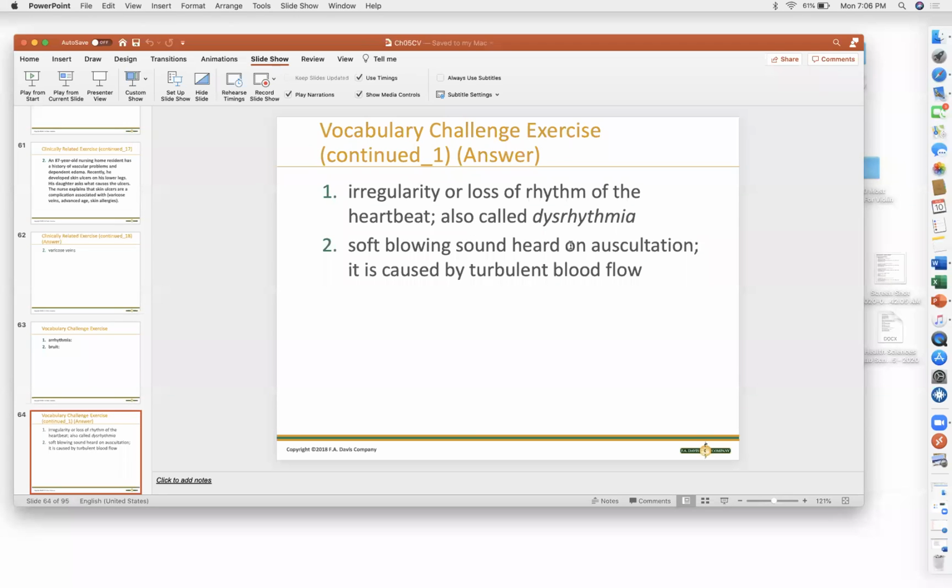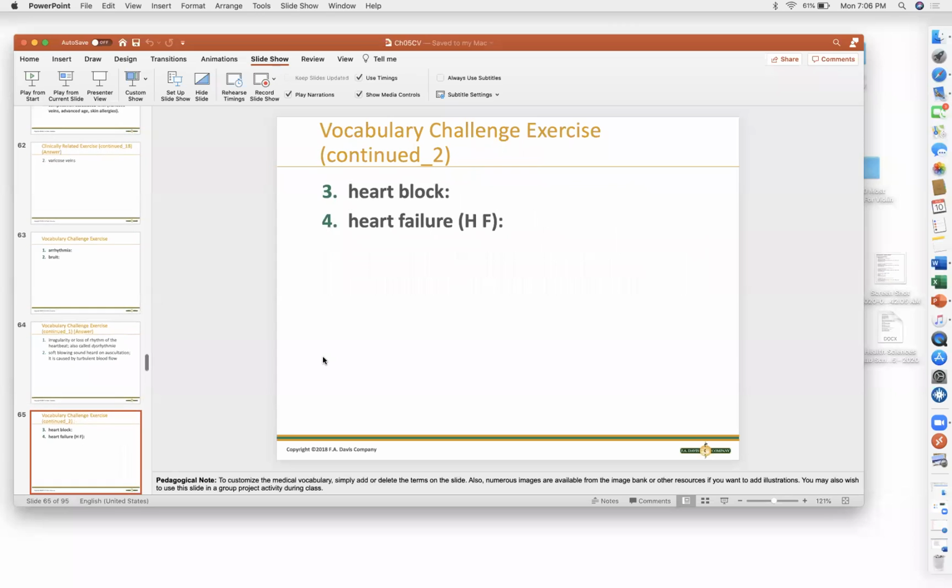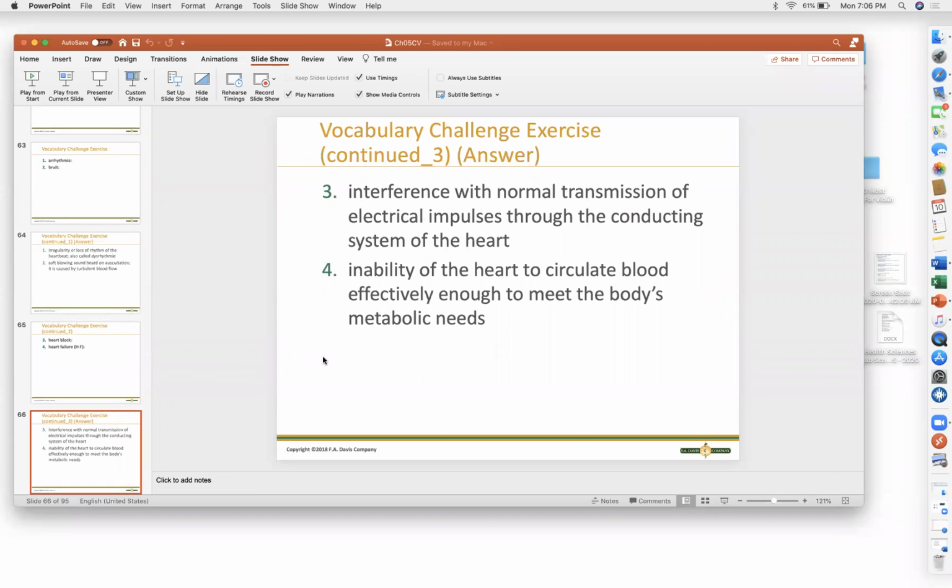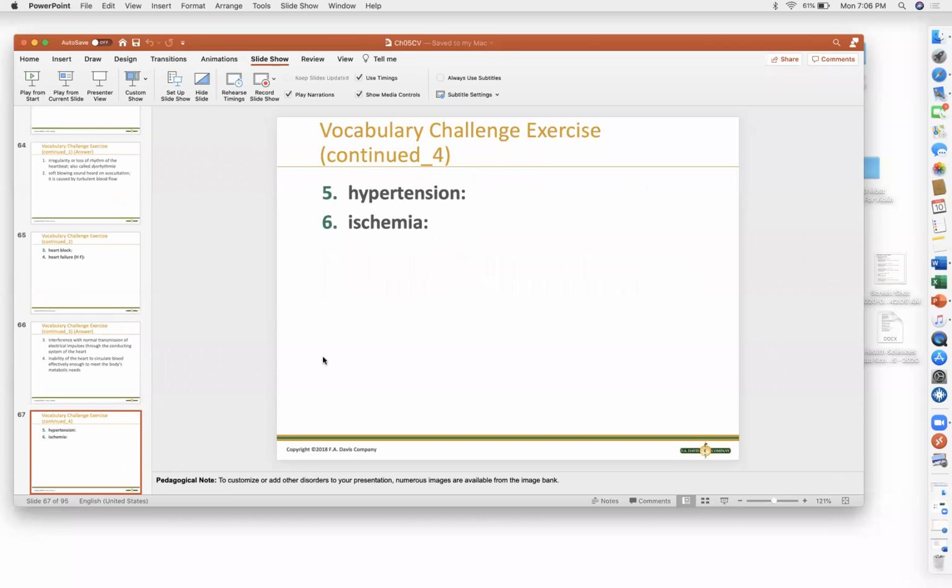Ooh, there's the word dysrhythmia. R-H-Y, yeah, I spelled it right. Heart block, heart failure, and of course that means heart failure is what we're really scared of. I'm not scared of the heart attack. I'm scared of the impending heart failure that is going to happen if I do nothing after the heart attack, also known as sequelae or the sequel. What's going to happen next?